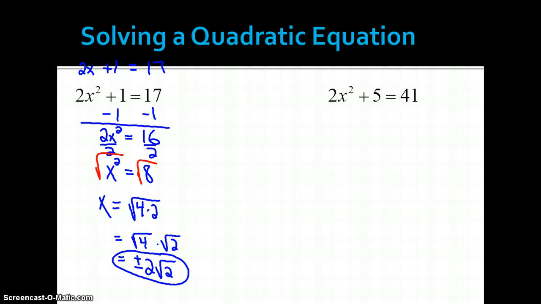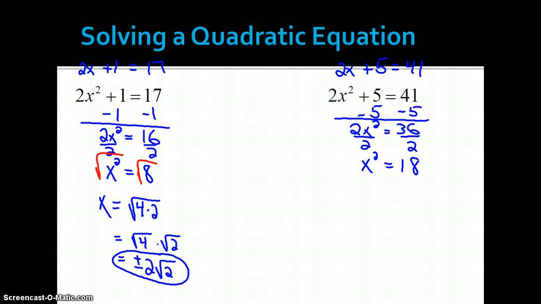So if we take a look at the next example, 2x squared plus 5 equals 41. Again, if this was 2x plus 5 equals 41, I have no doubt that you guys would tell me to subtract 5 and divide by 2. We'll do the same thing here. Subtract 5. 2x squared equals 36. Divide by 2. X squared equals 18. Okay.